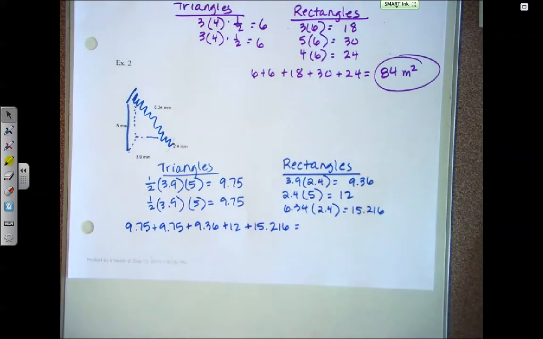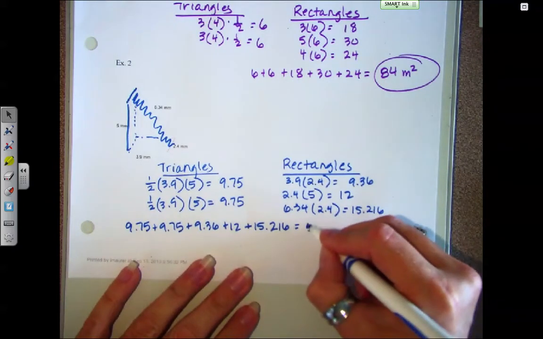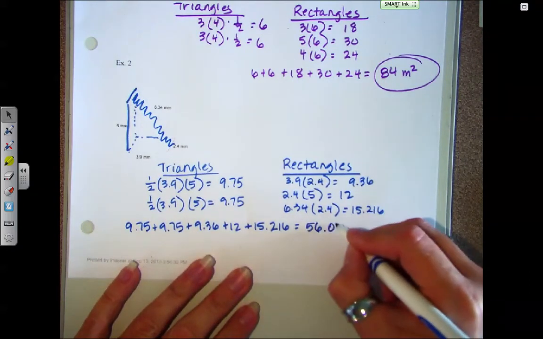Say it out loud. 65.436. Somebody double check her answer, please. Oh, is that not right? 56.076. That's what I got. All right, hold on, let me do mine. 56.076. I got that down.